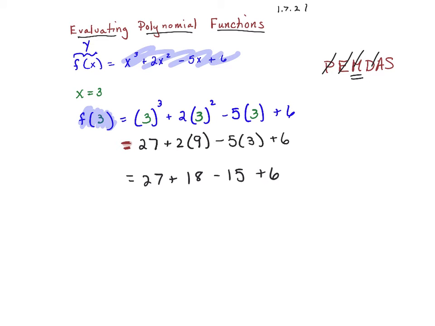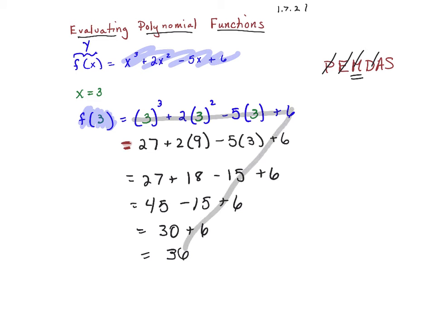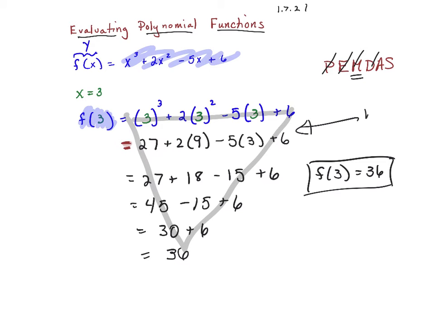So now I can do additions and subtractions, just working left to right. So let's see here, 27 plus 18 is 45, 45 minus 15 is 30, and 30 plus 6 is 36. And every time when you work your problem correctly, you're going to get this inverted triangle look. And so when we get done, what we would say is, the f of 3, so the function when x is 3, is equal to 36. That's our answer. This is all of our work to get there.